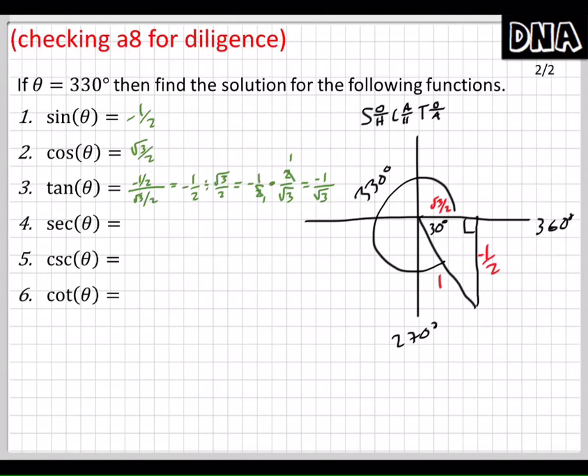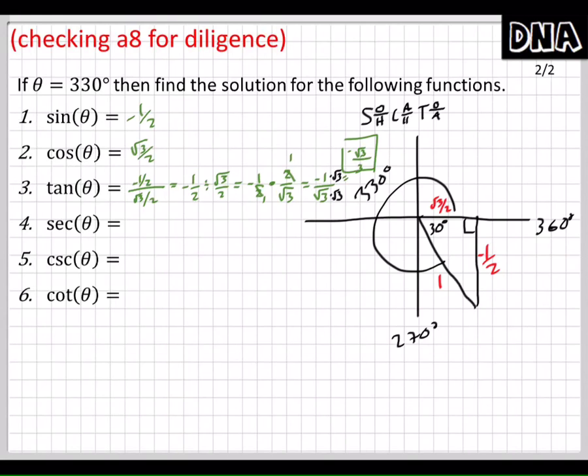But we can't leave a rad 3 on the bottom, so we have to multiply the top by rad 3 and the bottom by rad 3. So what do we get? I'm running out of space here. Negative rad 3/3. Alright, so negative rad 3/3 is our answer.